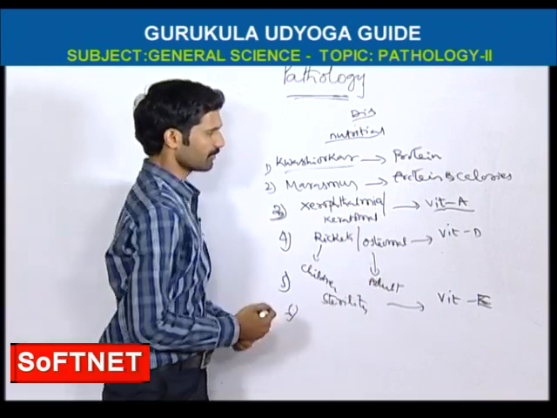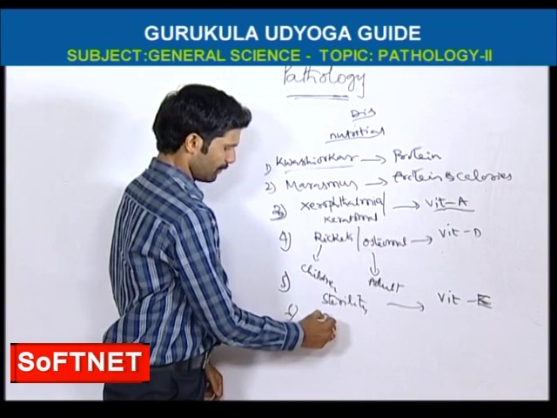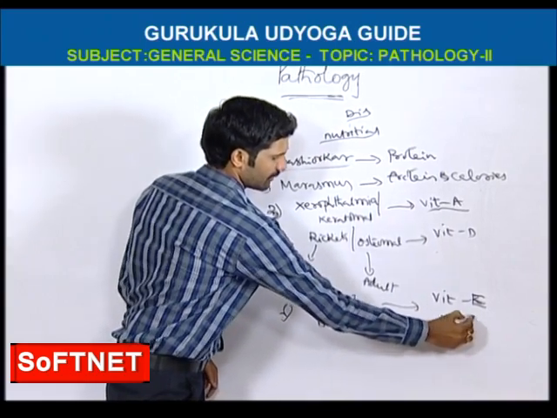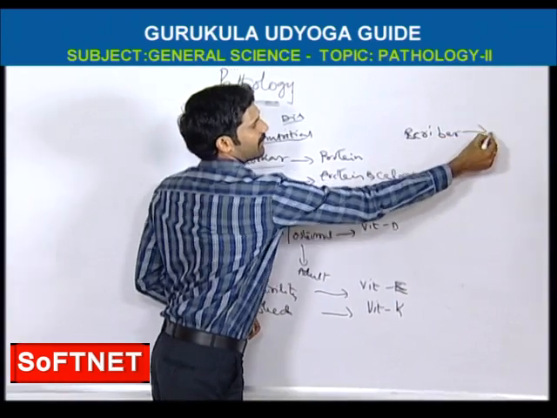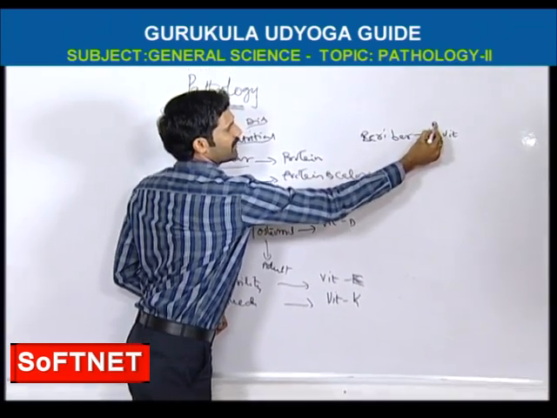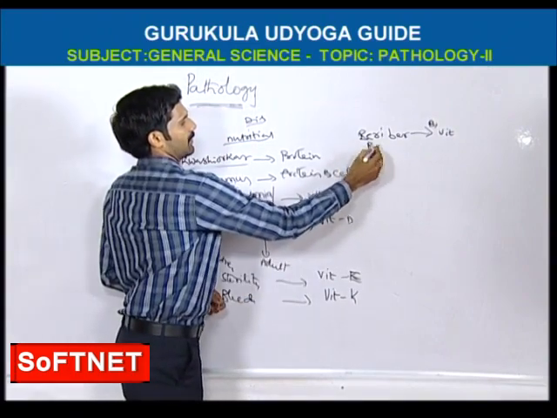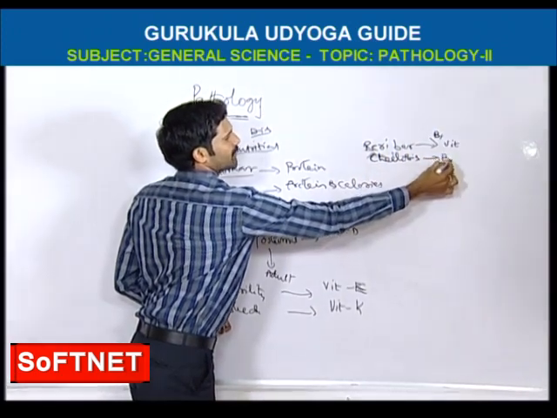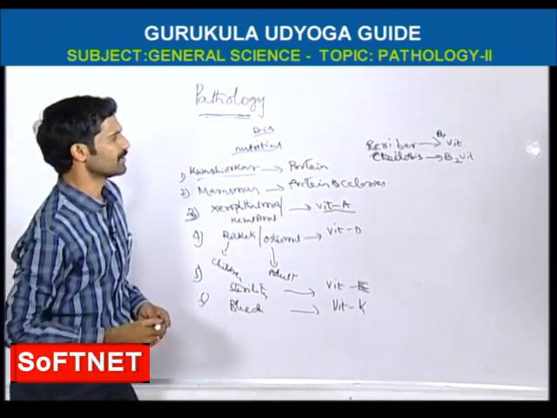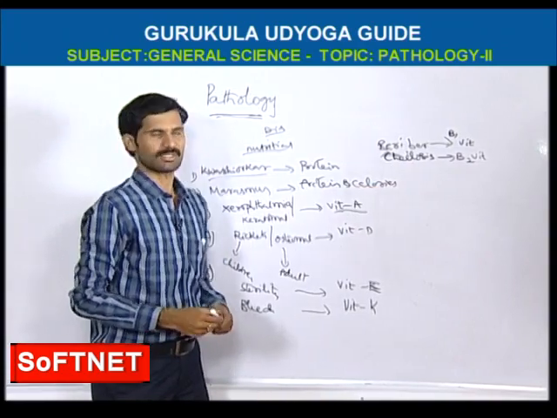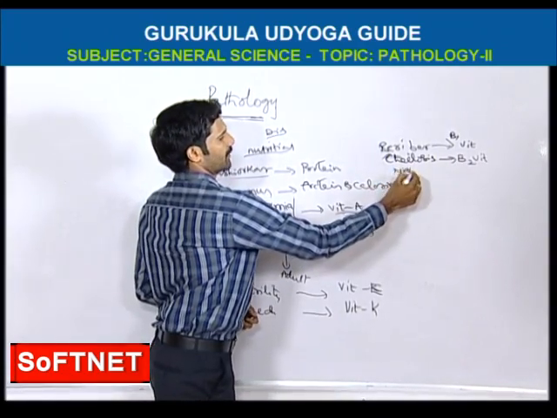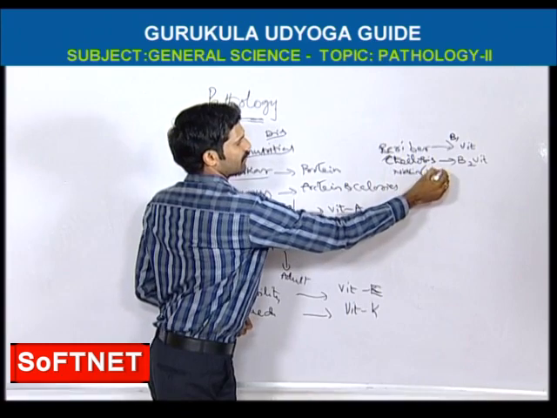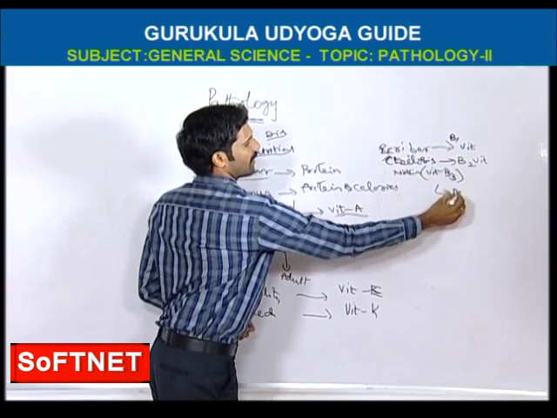Next important deficiency disease, bleeding disease, is due to the deficiency of vitamin K. Beriberi is due to the deficiency of vitamin B1. Next, cheilosis is due to the deficiency of vitamin B2. And deficiency of niacin or vitamin B3 leads to pellagra.